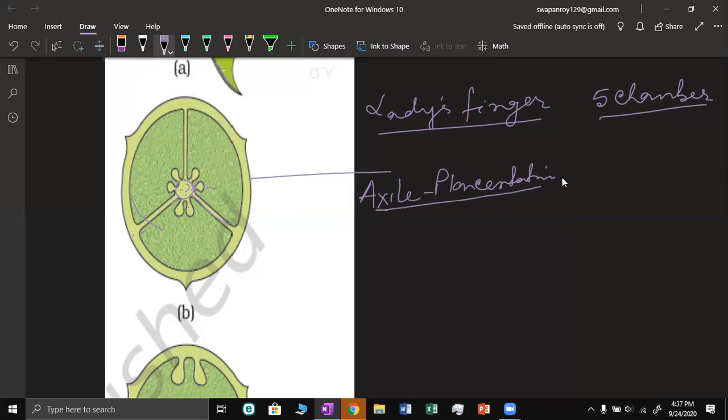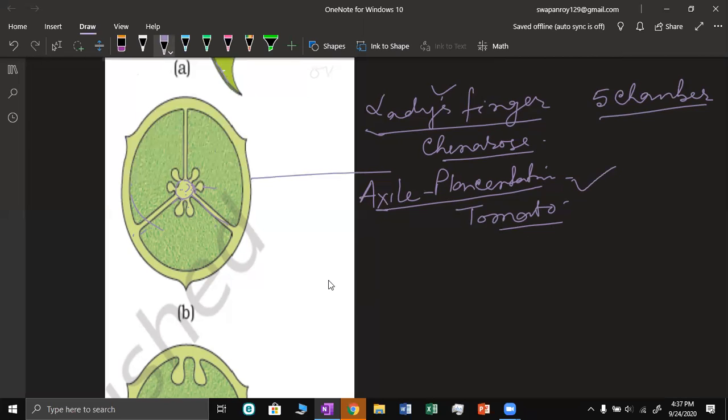This axile placentation you will get in lady's finger and China rose. When you cut a tomato, you will get this type of placentation.